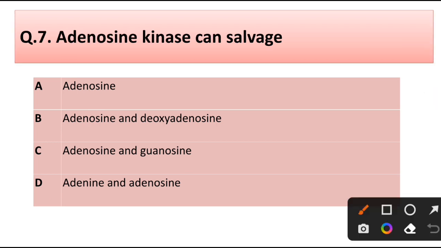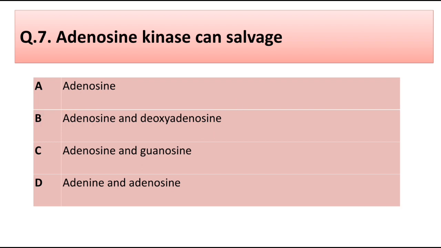Question number 7. Adenosine kinase can salvage adenosine and deoxyadenosine, adenosine and guanosine, or adenine and adenosine. Correct answer is option B, adenosine and deoxyadenosine.